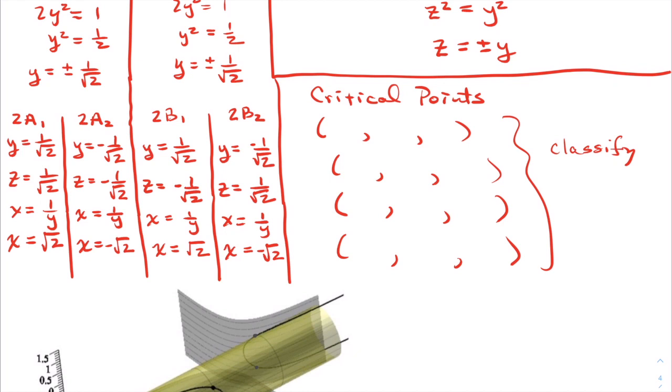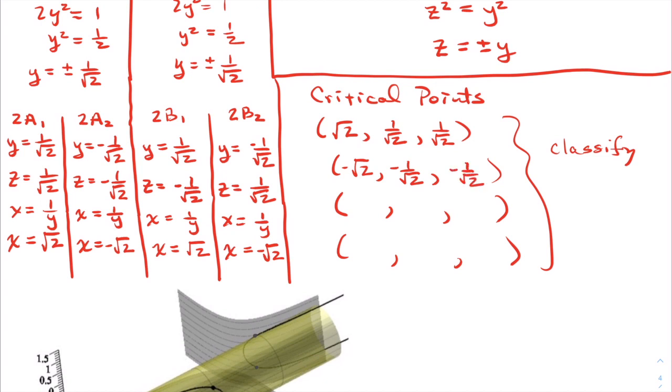So the first case, 2a1, just has everything positive. X is the square root of 2. Y is 1 over the square root of 2. And z is 1 over the square root of 2. Okay? Then in case 2a2, x is the negative square root of 2. Y is negative 1 over the square root of 2. And z is negative 1 over the square root of 2.